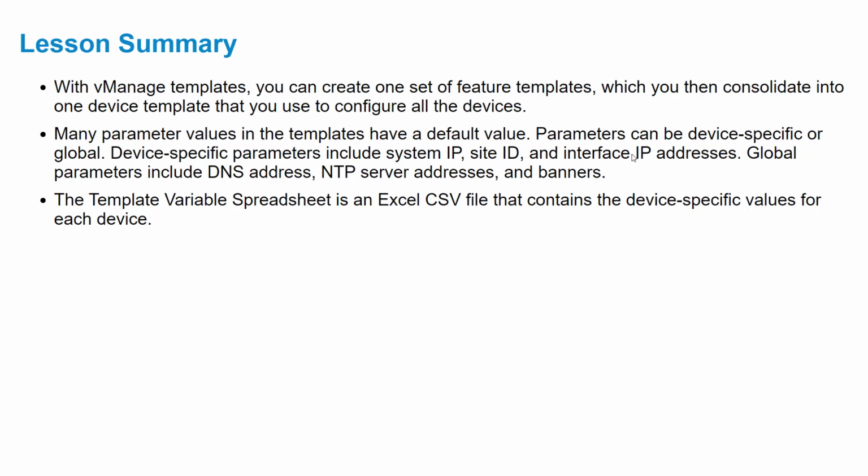And then we can use this template variable spreadsheet in a CSV file format that contains specific device values for each device that we can then populate and upload to vManage. So as we start to provision these devices, they can pull that information from that particular CSV template.